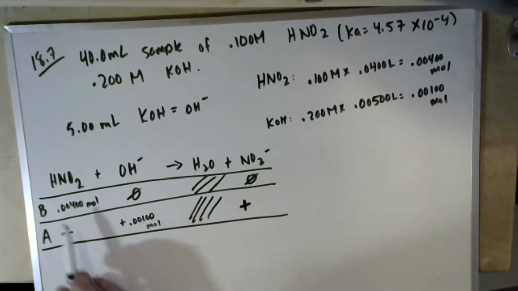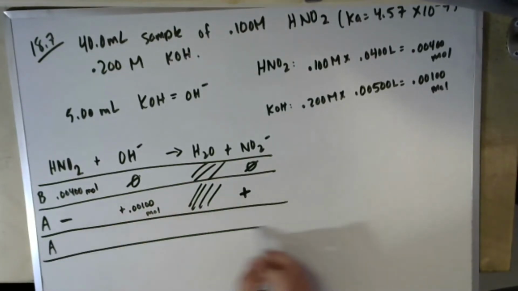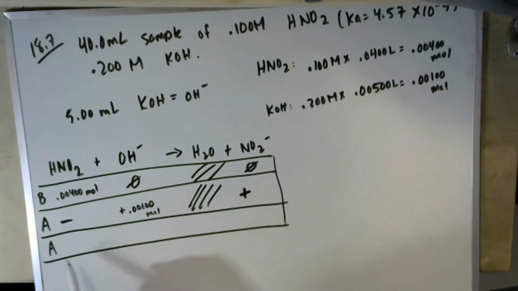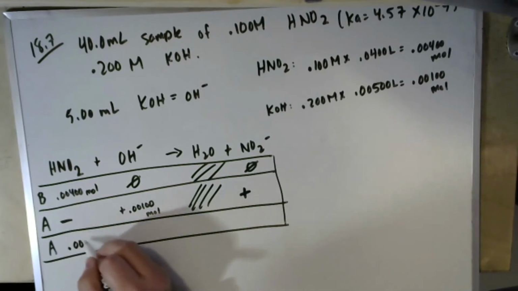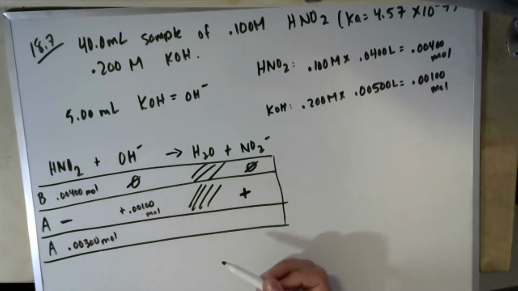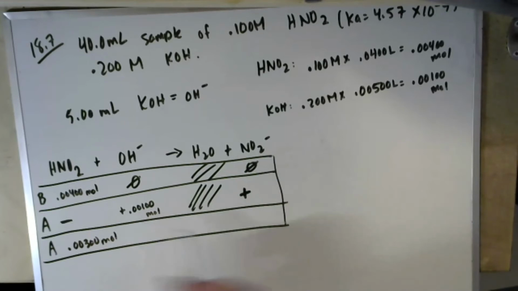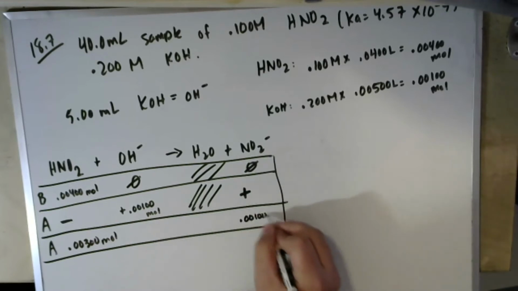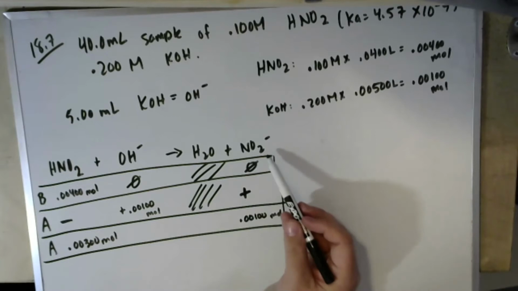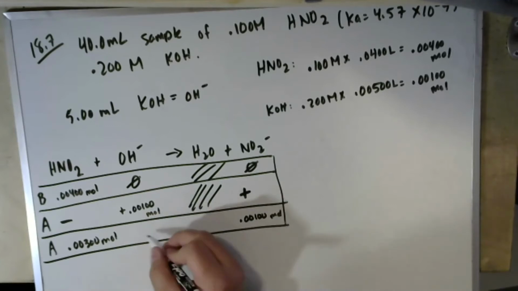Okay. So after the addition, keeping track of what's going to be present after we add this hydroxide ion, we're going to have 0.004 minus 0.001. That's how much of the nitrous acid we'll have left. And we're going to be creating 0.001 moles of the NO2 minus. During this process, we've used up all the hydroxide ions. So we have none of that left.